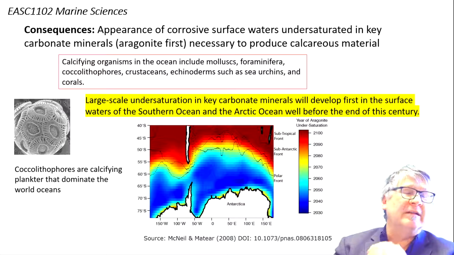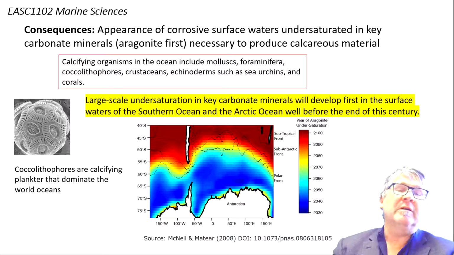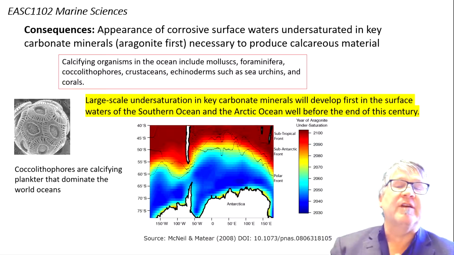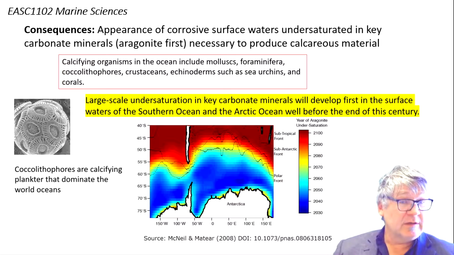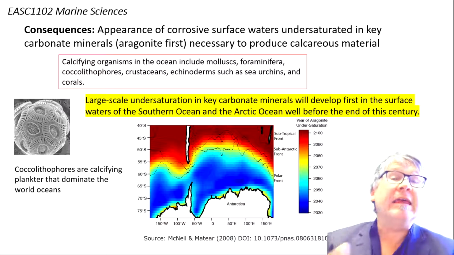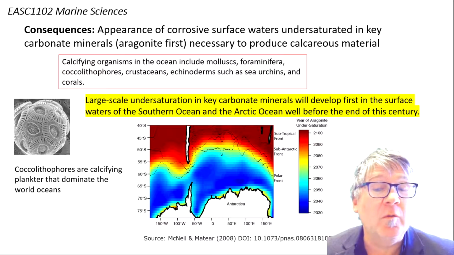Okay, but what are we talking about? Well, we're talking about calcifying organisms in the ocean that include mollusks, coccolithophores, crustaceans, and stuff like that. Corals, okay? But there are key ones. I mean, corals are very important, as you know.